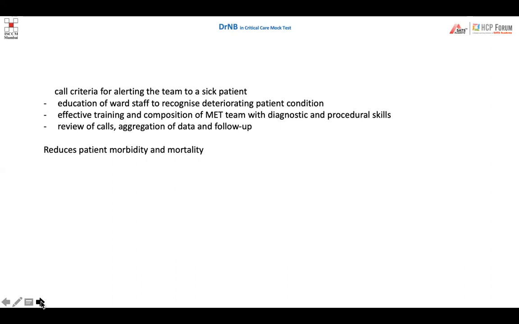So these are the teams which go to the wards when there is an emergency, and they go and visit the ward.